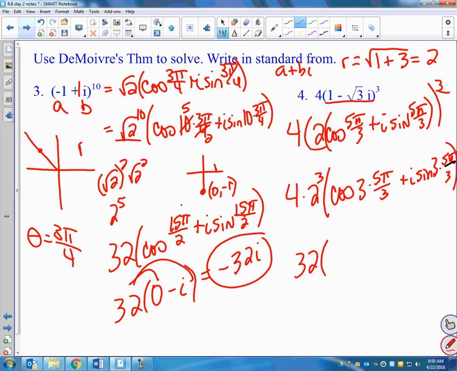Order of operations, remember we do exponents before we multiply. So 2 to the third is 8. 8 times 4 is 32. It's just a coincidence. I promise they're not all 32. It just worked out that way. Look at this. The 3's cancel out. So I get cosine of 5 pi plus i sine of 5 pi.